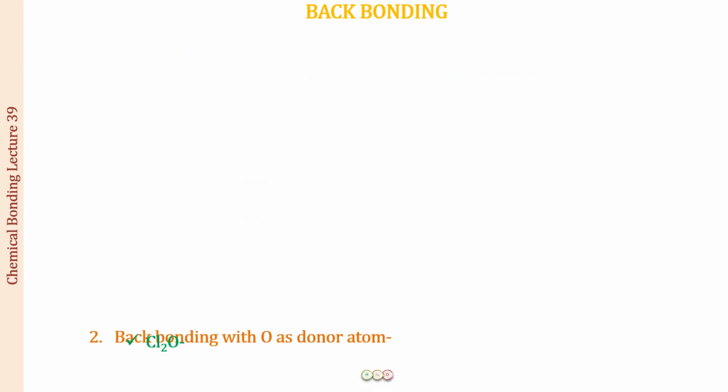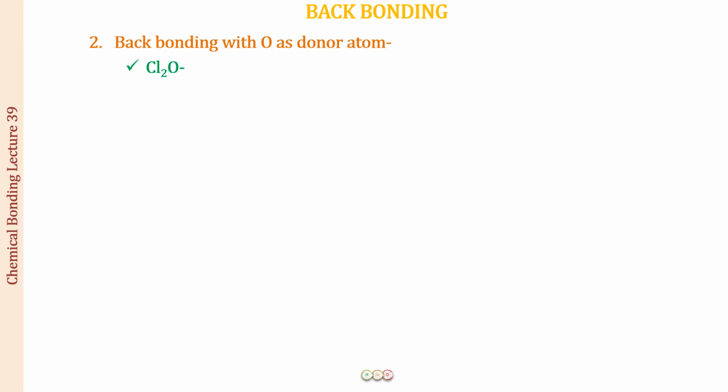So now let us move on to the next donor atom, that is oxygen: back bonding with oxygen as the donor atom, and the first molecule that we will be studying here is Cl2O. Alright. So first of all, looking at the molecule, can you tell whether back bonding is going to take place or not? Well, oxygen has a lone pair of electrons. Chlorine has empty d orbitals. Oxygen is a second period element. Chlorine is a third period element. So the necessary conditions are being satisfied by the molecule.